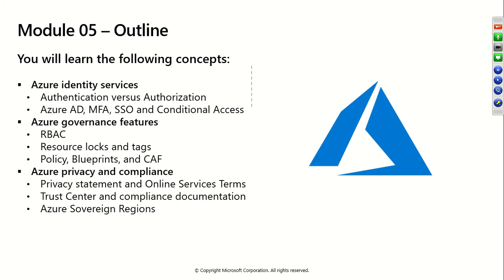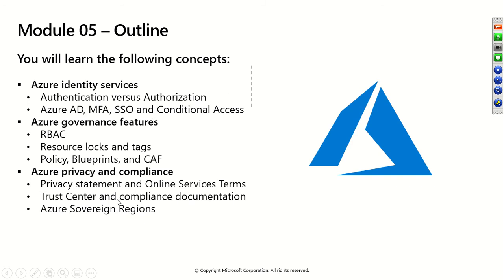Will you be the one? Will you allow the person to go to your kitchen and cook? That is authorization. So we'll look at it in detail. We also look at how Azure is able to achieve authentication and authorization through these services: Azure Active Directory, multi-factor authentication, single sign-on, and conditional access.